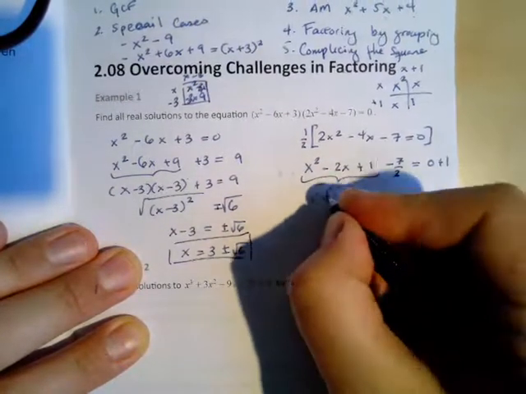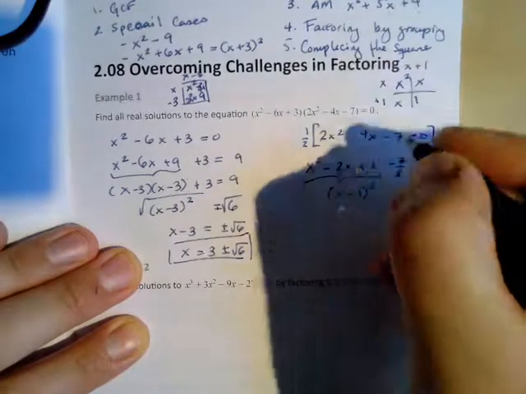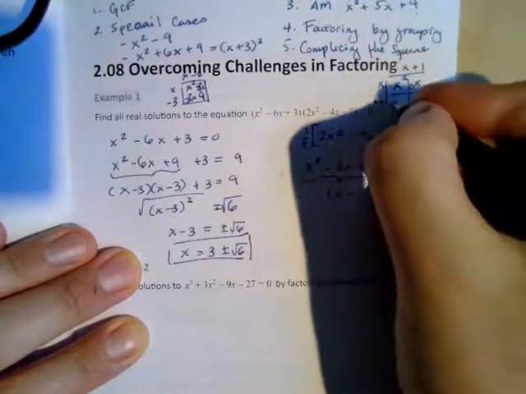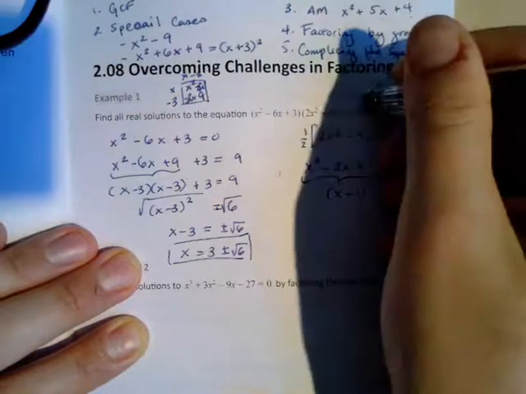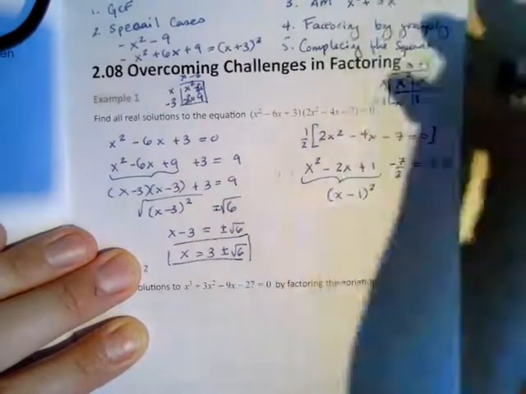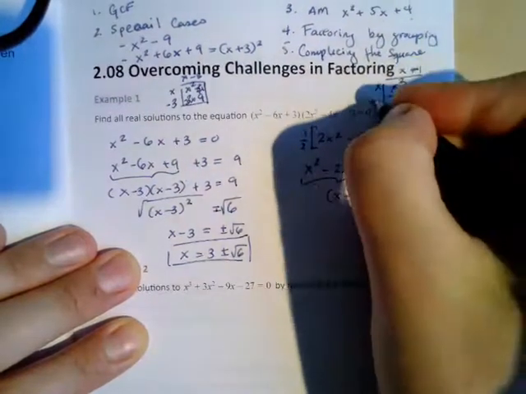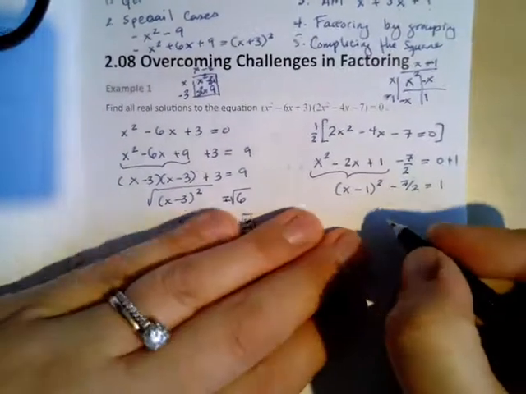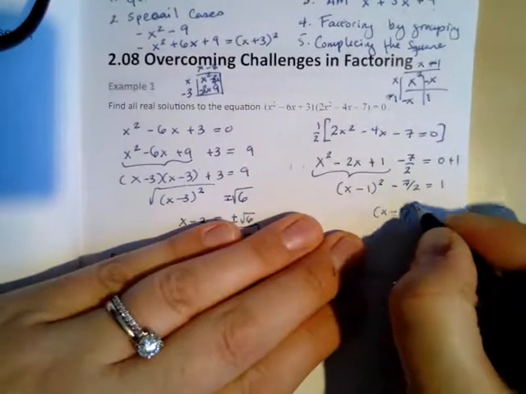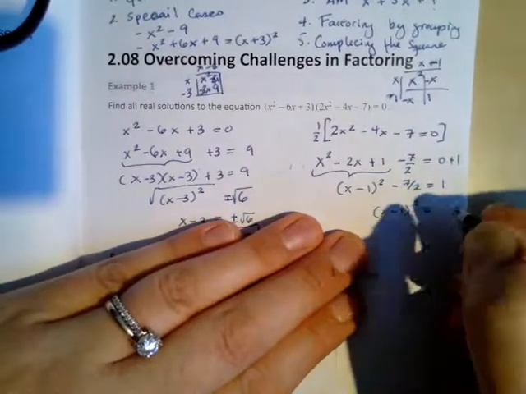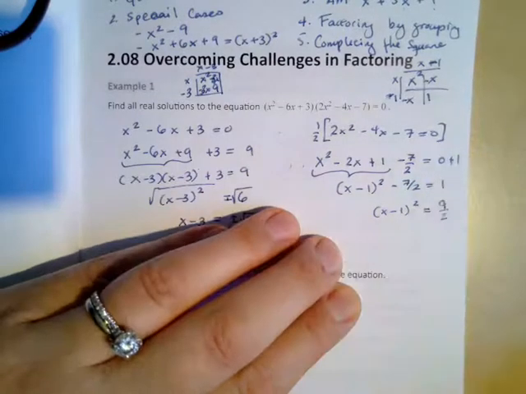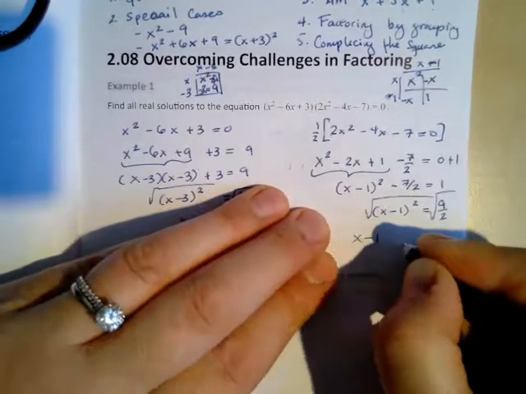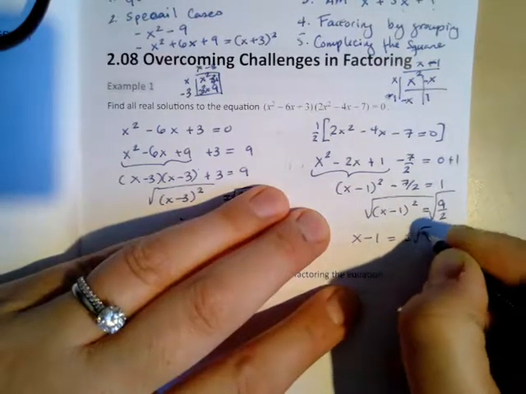This right here is (x − 1)², as we just saw right here. Minus, I'm sorry, I didn't bring the minus with me, and that's on me. I should have been more precise. Minus 7/2 equals 1. And therefore, (x − 1)² will equal, if we add 7/2 to both sides, 9/2. Take the square root of both sides. x − 1 equals plus or minus the square root of 9/2.